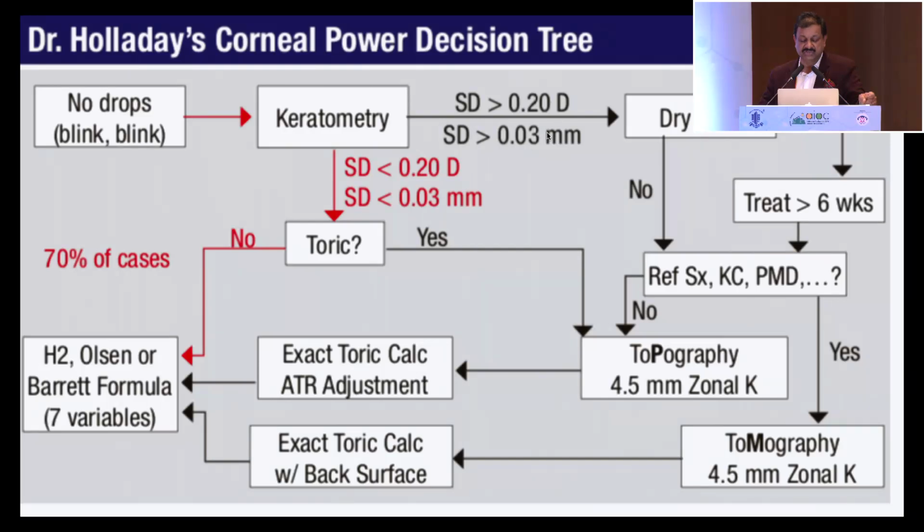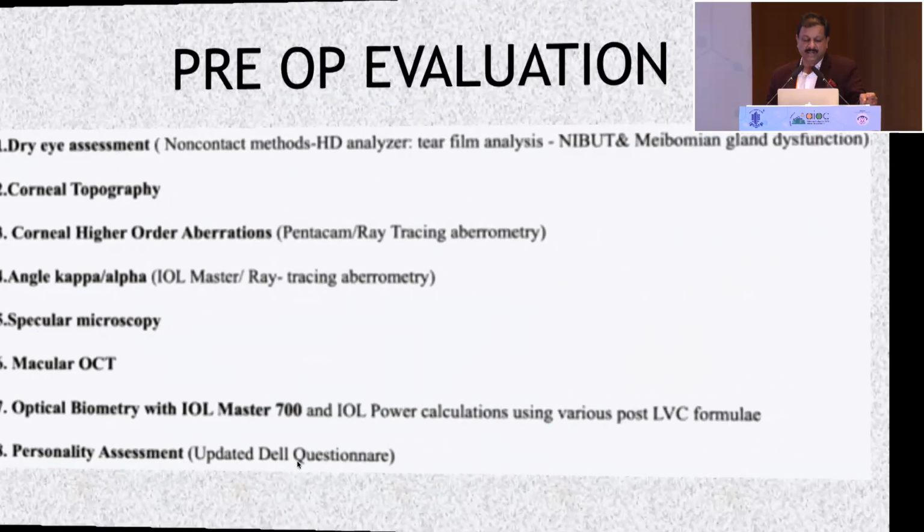If the standard deviation is more than 0.2, look for dry eye. Treat the patient between 4 to 6 weeks, and then we take the patient for the cataract surgery. Otherwise, if on the topography you find keratoconus or pellucid marginal, the patient goes for a tomography, Pentacam, and then you calculate the back surface and the exact power calculation. So I think this one good calculation is very important.